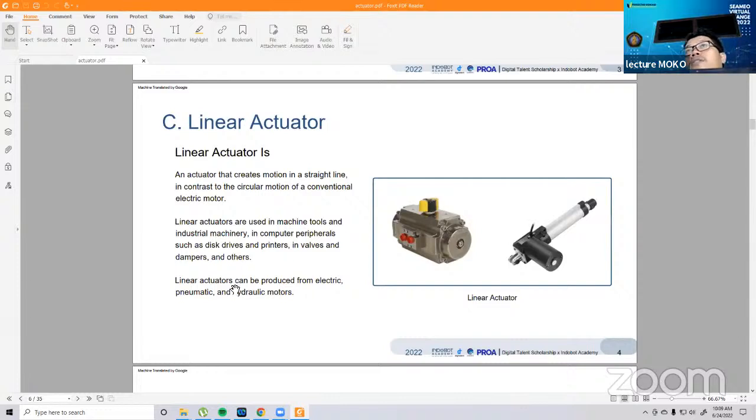Linear actuator means it makes motion in a straight line. For example, if you see this device, this is a linear actuator. So the motion will be right and left motion, not rotary motion, but they move in a straight line. For example, from this point, they will move to the right side and move to the left side.